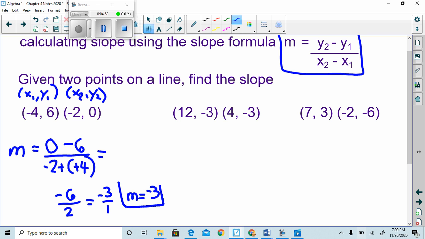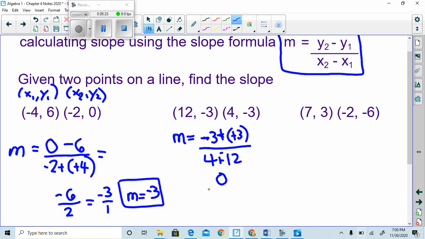On to my second set of ordered pairs. m is equal to, I want you to get in the habit of writing what we're solving for. We're solving for slope, which is m. -3 minus -3 over 4 minus 12. Remember, the rule says to add the opposite, so that's going to give me 0 over -8. And we know that when 0 is in that top portion, my slope is 0.